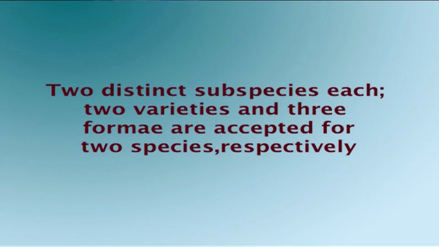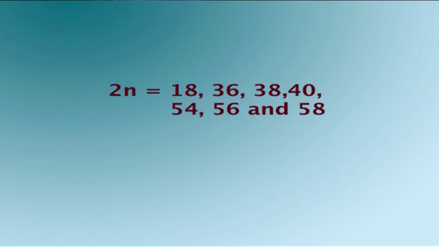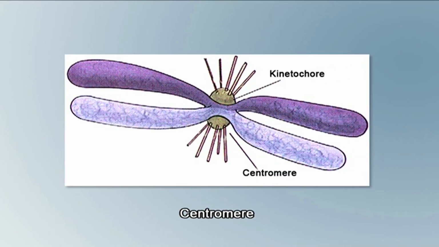The small section Capillares of the genus Carex has been studied from the cytological and taxonomical points of view. It comprises 9 distinct species. 3 species include 2 distinct subspecies each. 2 varieties and 3 formae are accepted for 2 species respectively. The chromosome numbers of the taxa involved are 2n=18, 36, 38, 40, 54, 56 and 58. It is pointed out that the chromosomes of Carex have a polycentric or diffuse kinetochore, and that this explains the aneuploid variations in number known to be typical of the genus.